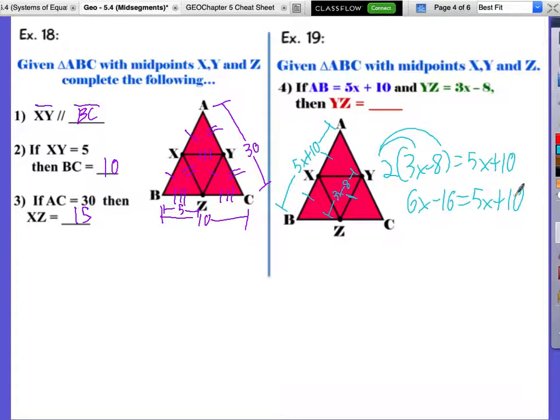Distribute that 2, and we get this. From here, you continue to solve. How would we solve? Okay, we're already subtracting 5x and adding 16. It would be 26, then divide that by 2, and that would be 13.